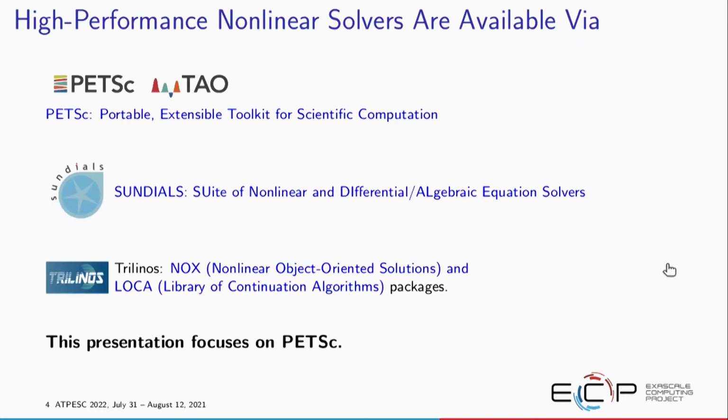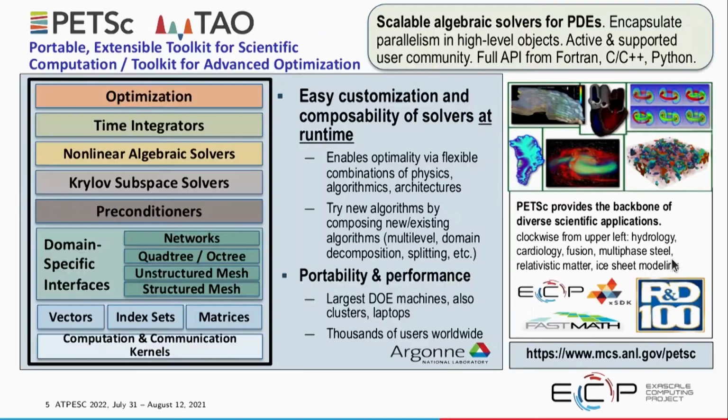Here I've written an example of what it looks like for a nonlinear Poisson problem. High-performance nonlinear solvers for Newton methods are available via a bunch of different packages, like the PETSc TAO package, also the SUNDIALS package, and Trilinos has a couple of different packages inside it that do these. But here we're going to focus on PETSc.